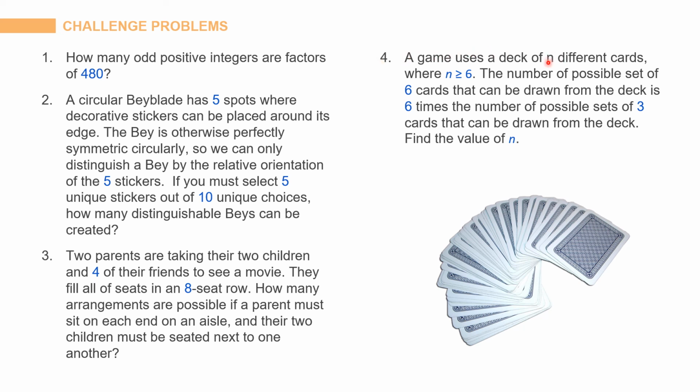A game uses a deck of n different cards, where n is greater than or equal to 6. The number of possible sets of 6 cards that can be drawn from the deck is 6 times the number of possible sets of 3 cards that can be drawn from the deck. So find the value of n. In other words, how many cards n are in the deck so that the number of possible ways I can draw 6 cards from n is 6 times larger than the number of possible ways I can draw 3 cards from n?